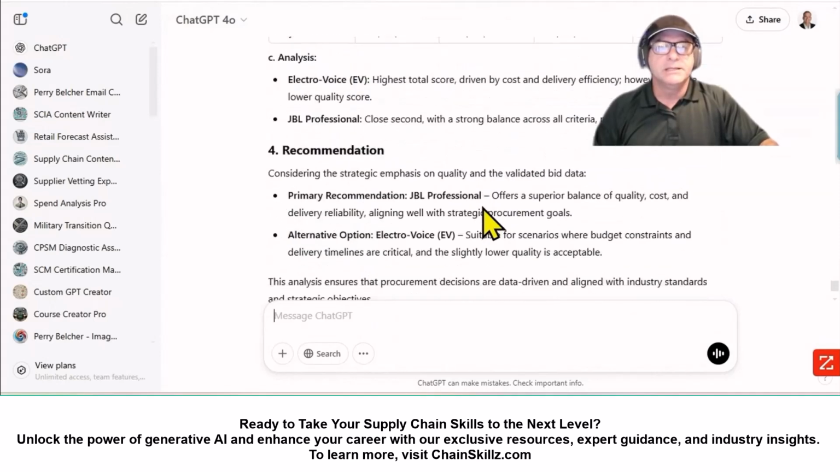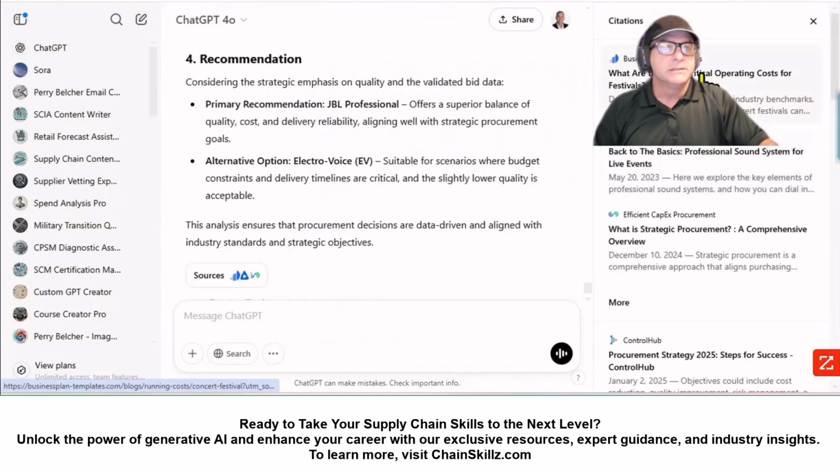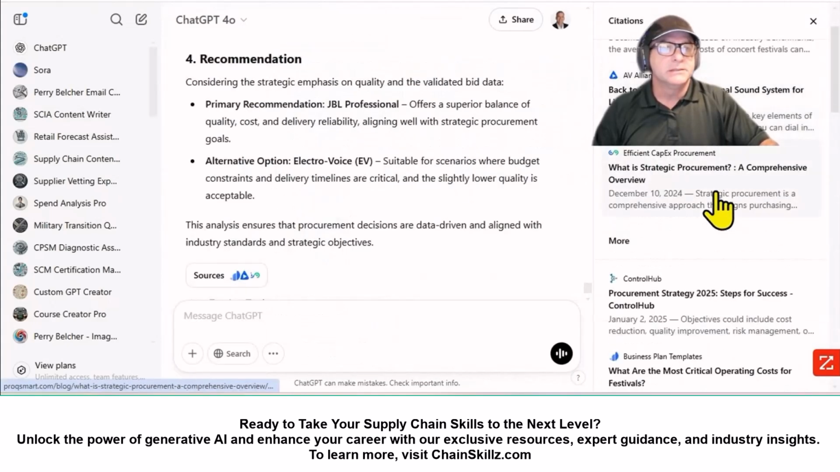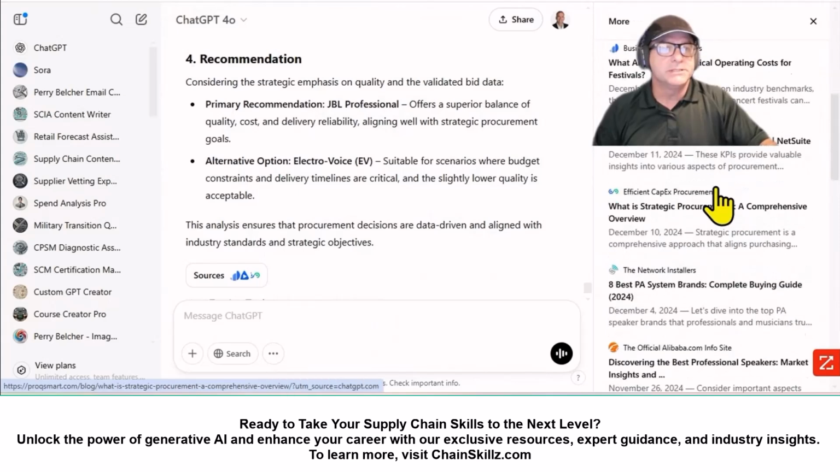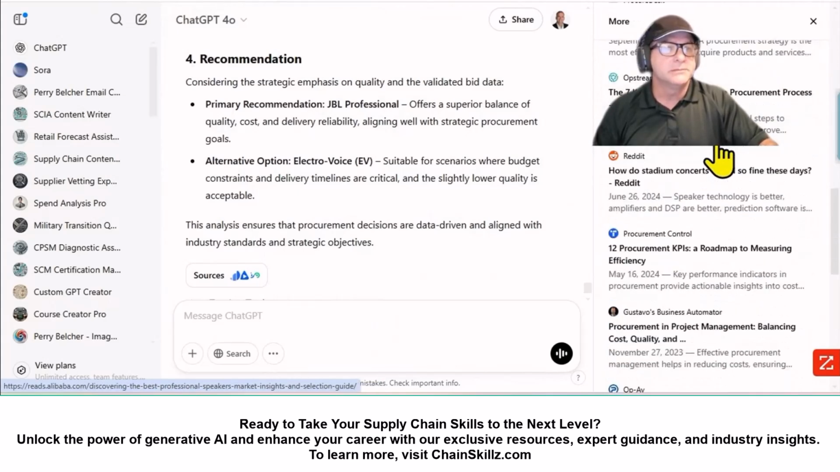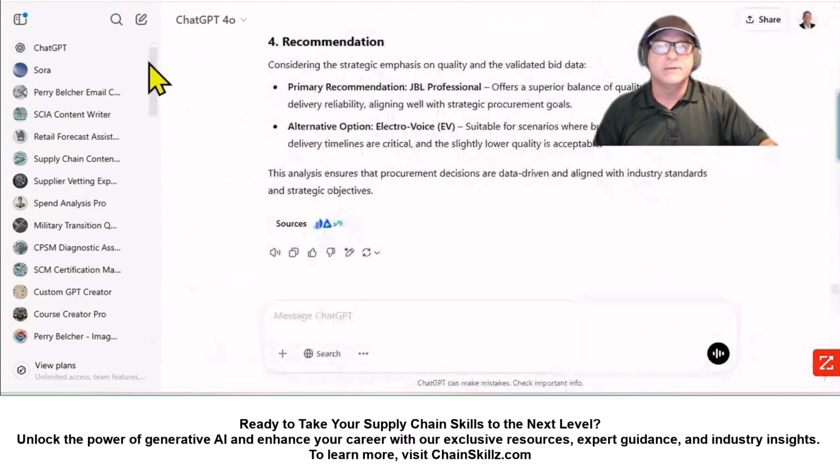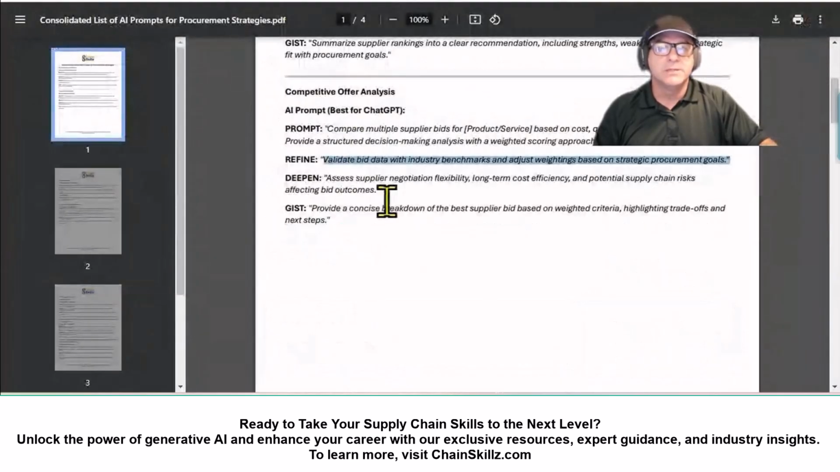Okay. And again, it's giving us a recommendation. Here are our sources. It's going through and it's giving us more and more information. Alibaba. Okay. So if you wanted to validate where it was getting its information and figure out why it was doing this, you could find that information right there. All right. Now let's go a little bit deeper.